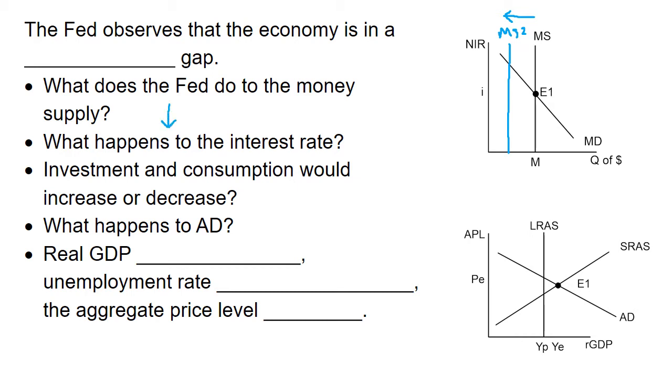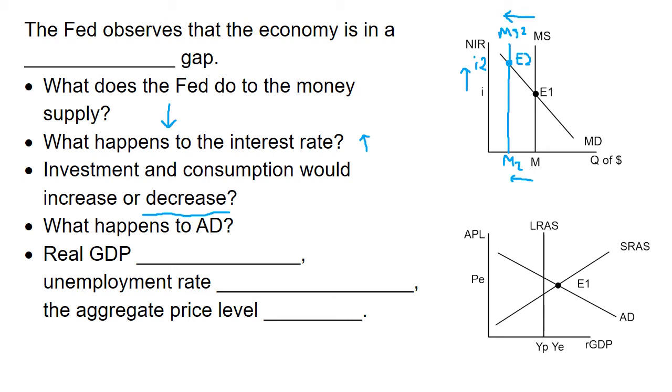So we're drawing this on the model. We have MS shifting to the left. So we have an MS2, an E2, M2 for the quantity of money, and then I2 for the effect on the nominal interest rate. So after that shift, what happened to the interest rate? It increased in our drawing. If nominal interest rates are high, investment and consumption spending will decrease.